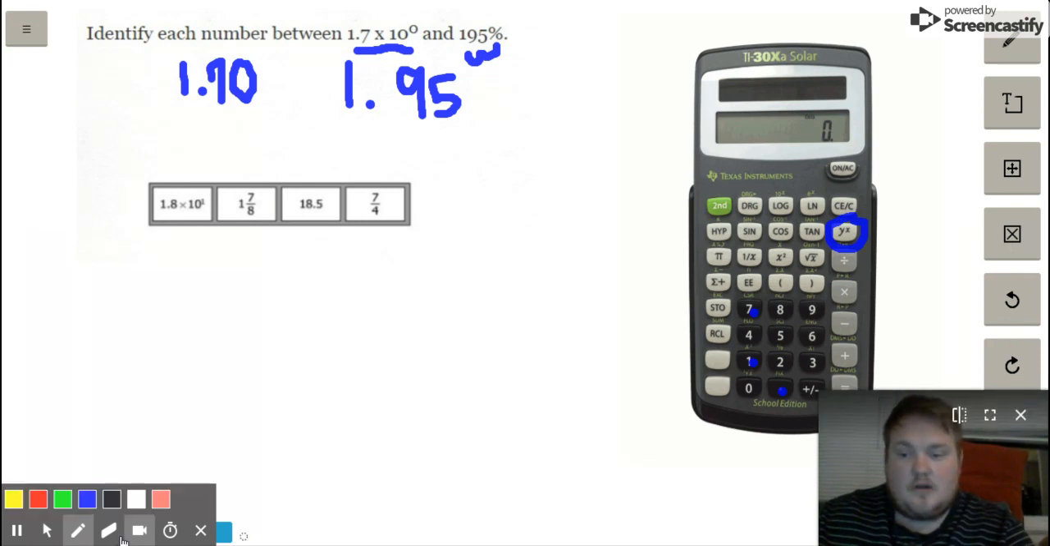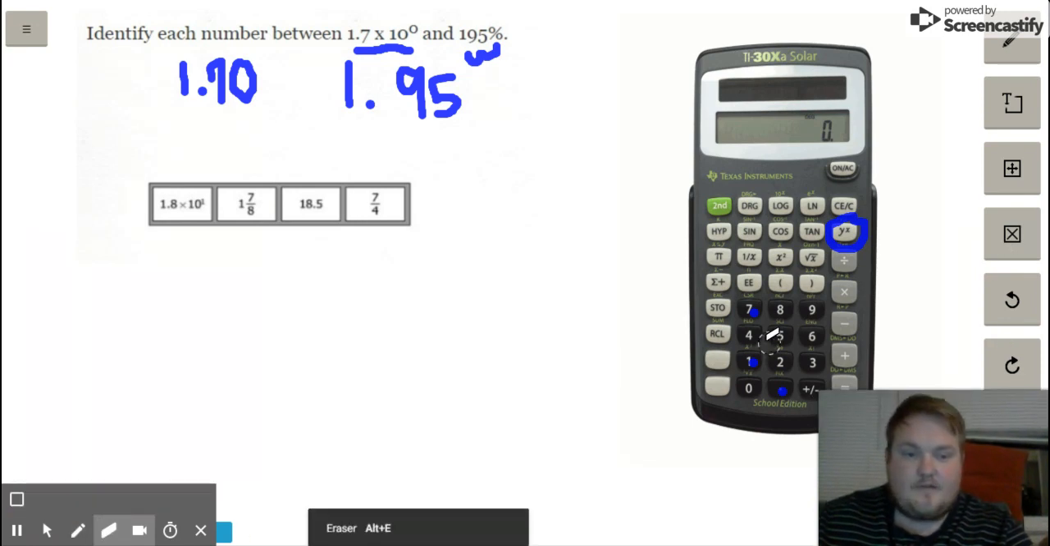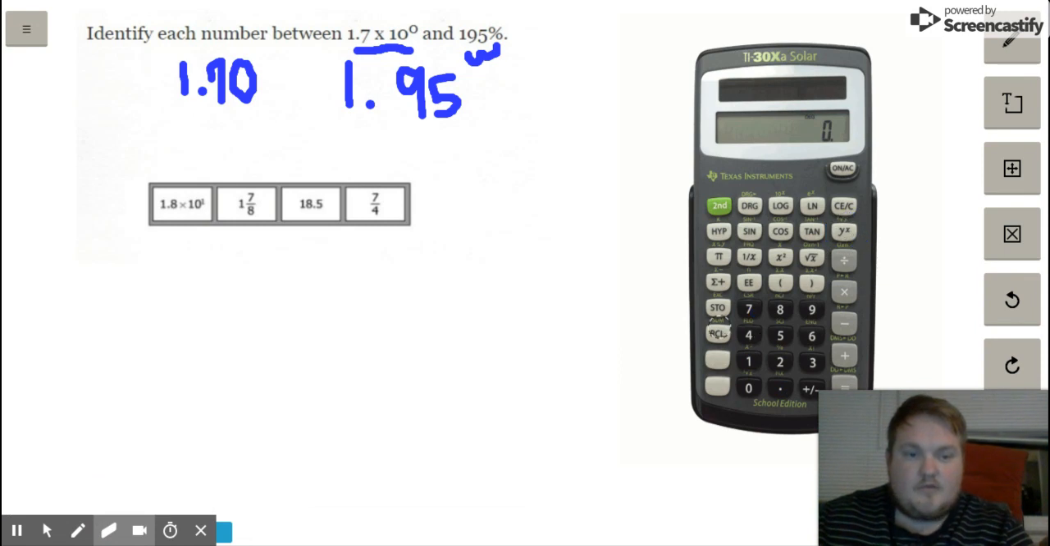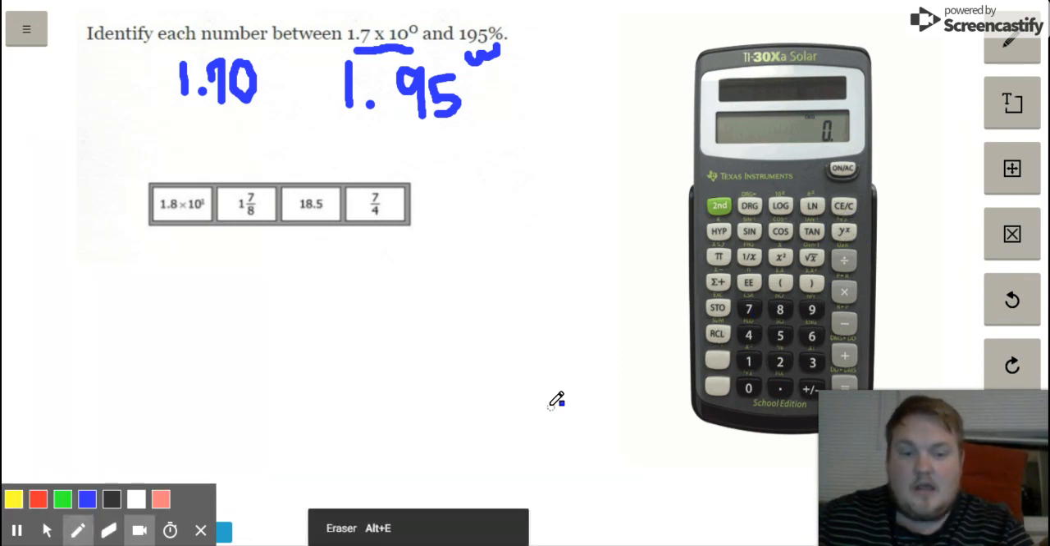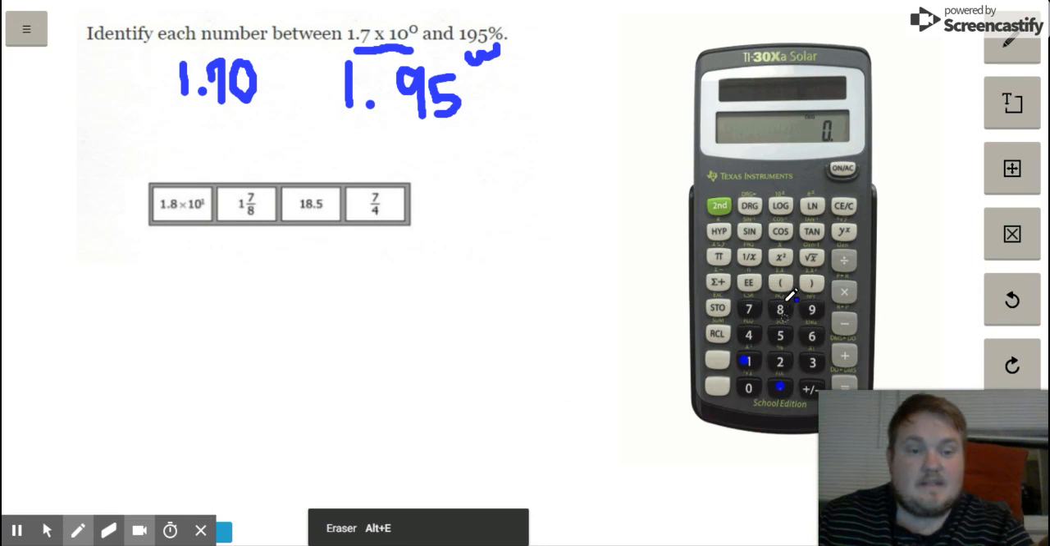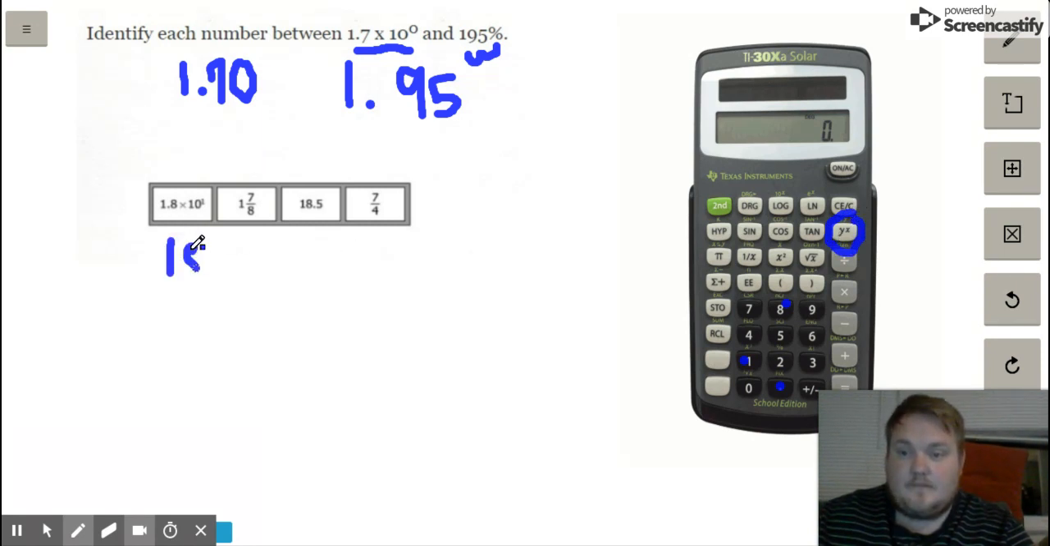We're going to be doing 1.8 times 10 to the first, okay? And so remember, we're going to go to our calculator, and we're going to click 1.8 multiply 10, our exponent button, to the first, and then you get 18, okay? Or you can move your decimal over 1 and get 18, because you move it one spot. 18, that's like $18. That's not between $1.70 and $1.95. I'm going to cross that out.